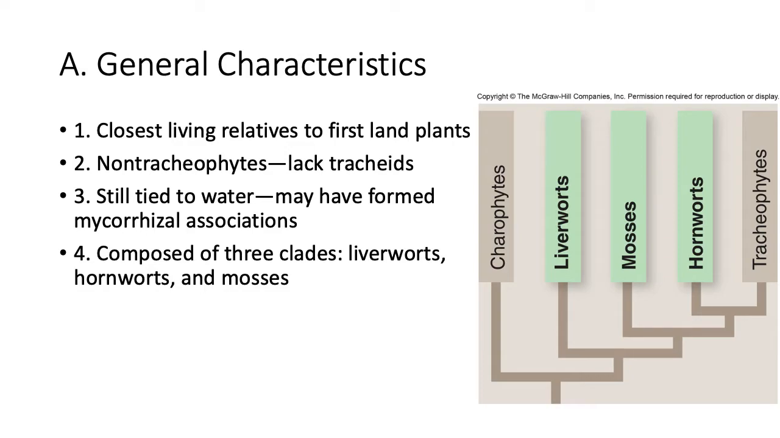It's made up of 3 clades: the liverworts, the hornworts, and the mosses. The liverworts are probably the ancient phylum, as you can see here. It's the first branch point. And then we have the mosses and the hornworts.